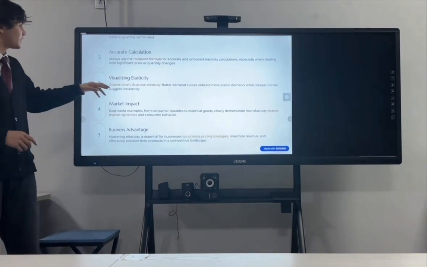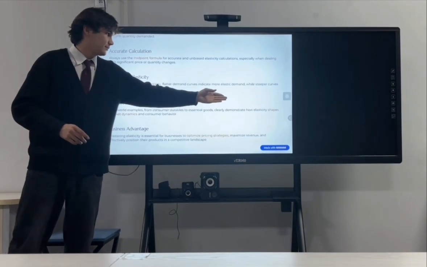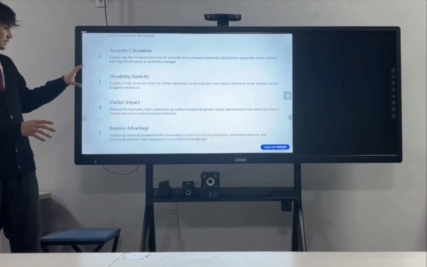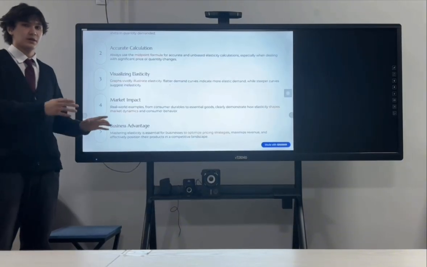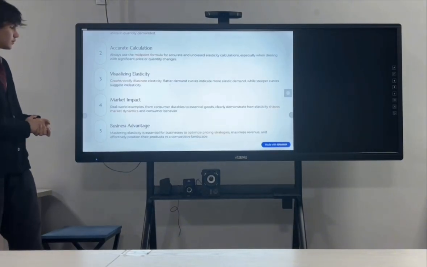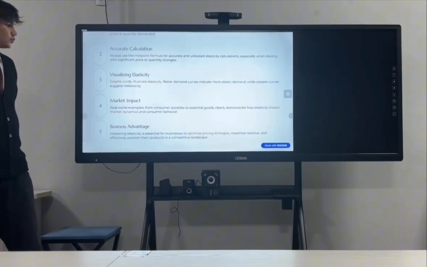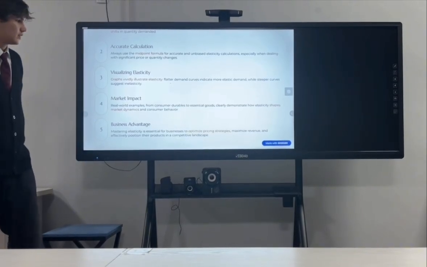Graphs widely illustrate elasticity. Flatter demand curves indicate more elastic demand, while steeper curves suggest inelastic. Market impact, as I said before, has real world examples, yes, about refrigerators and cars. And the final one, business advantage. How do business companies react to elasticity and use this? So that's all.